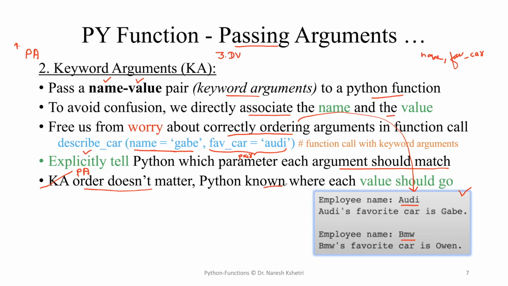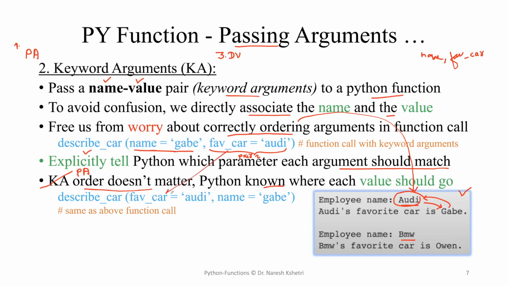Python now knows where each value should go. Instead of Audi over here, this value should be here, and the Audi value should be over there. Python now knows that. Same as above, we can also make another pair. If this is pair 2, we can extend the pair over here. It doesn't matter which pair you use first and which second, because now you are associating them as name-value pairs.